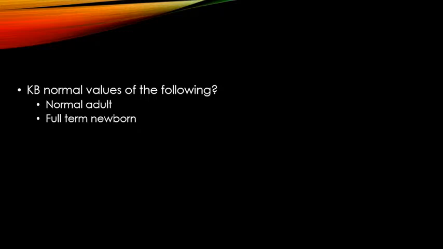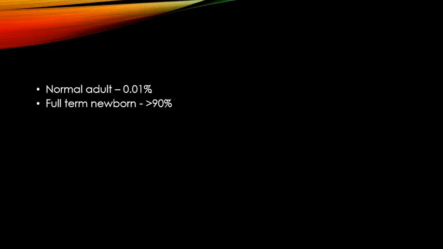Okay? Now, normal values. Usually in a normal pregnancy where fetal maternal hemorrhaging is not expected, you're going to see 0.1%. But for full-term newborns, it's going to be greater than 90% for newborns. Okay? If there's fetal maternal hemorrhaging, it's around 1% and above. And you need to compute for RhoGAM.